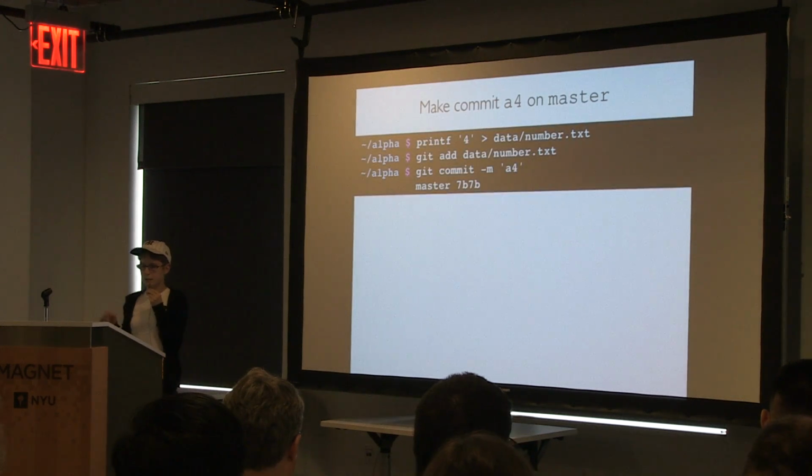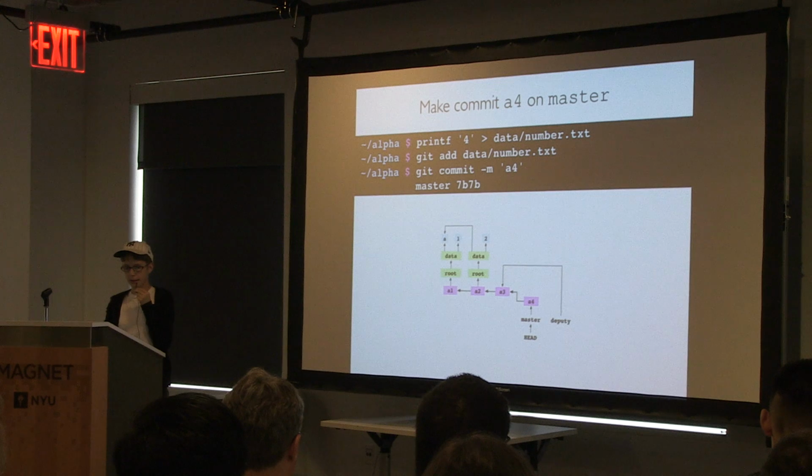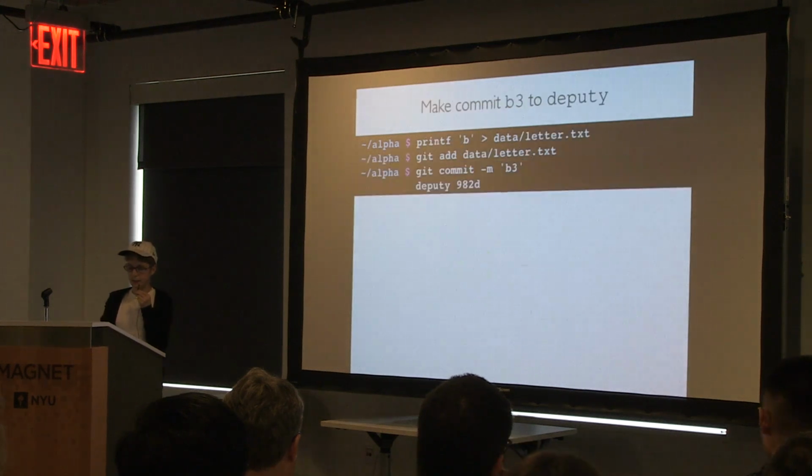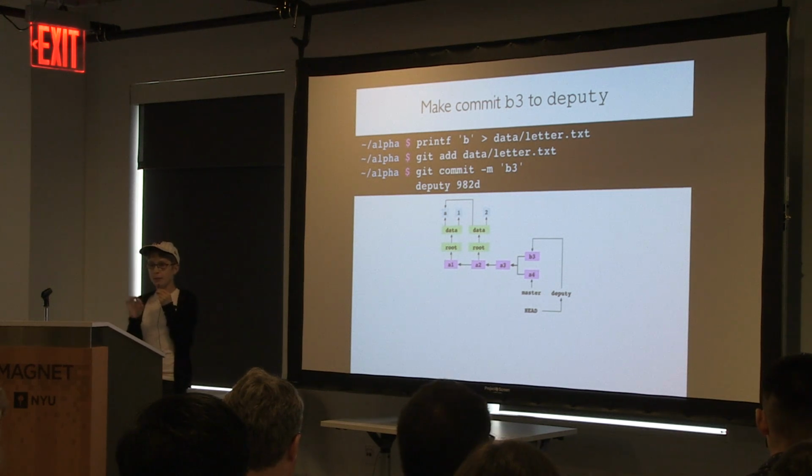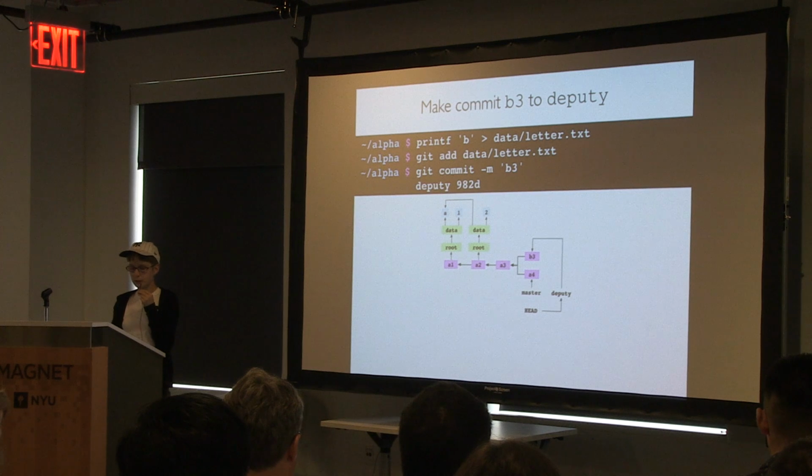Now let's just change number to be 4 and commit that, and then check out deputy and change letter to be B and commit that. So I know it was through fast, but it's okay. We'll step it through. So we were on A3 before. Now we've got 2 new commits.